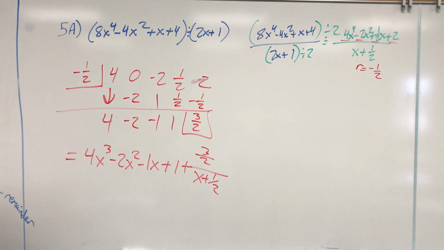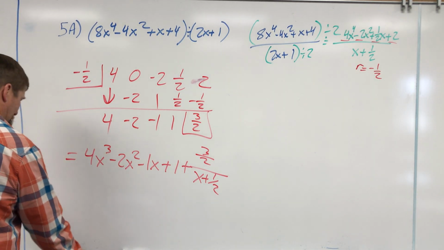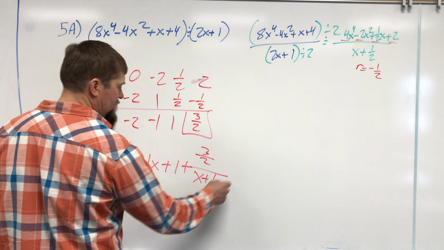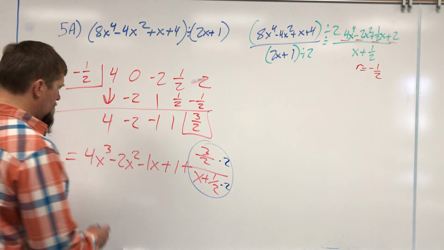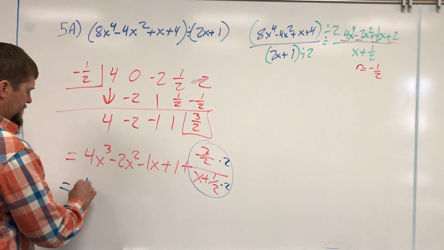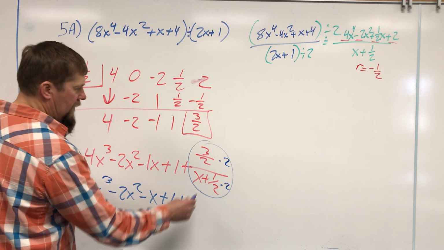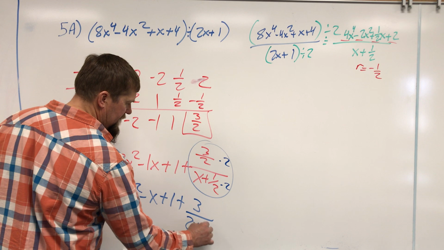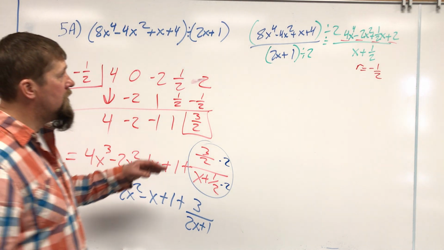Now this is called a complex fraction. You're not supposed to have fractions within fractions. So to get it back, I don't have to multiply everything by 2, but I do need to change this by multiplying both top and bottom by 2. So my quotient is going to be 4x cubed minus 2x squared minus x plus 1, plus the top becomes 3, and the bottom goes back to 2x plus 1. Okay, so there's the trick on that one.